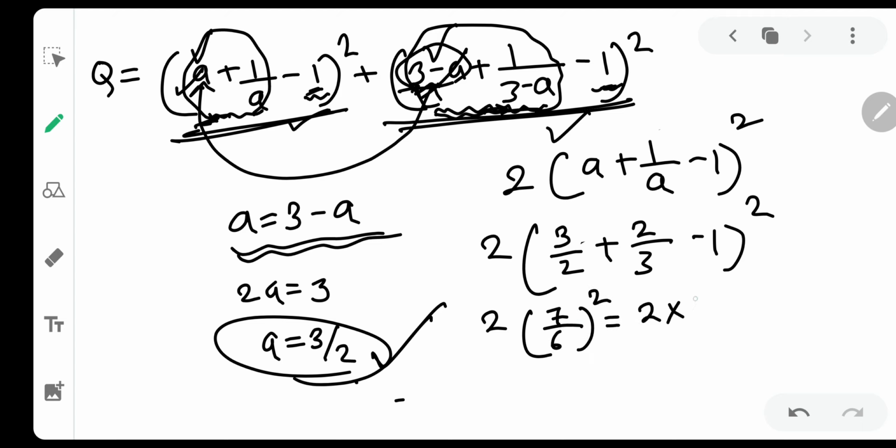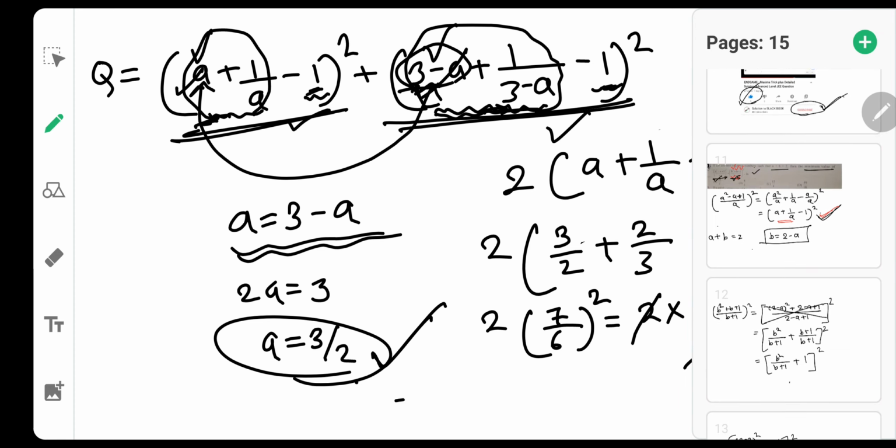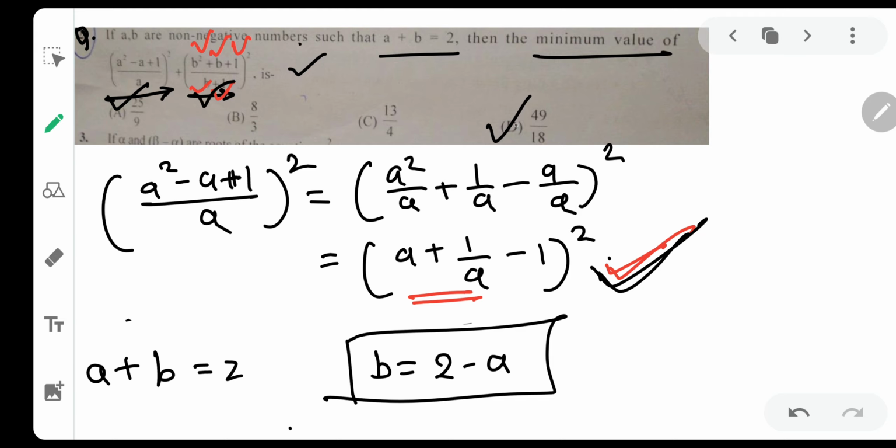So this would turn to 2 into 49 by 36. So 2 and 36 got cancelled and you got 49 by 18. So this sum has the answer at minimum value 49 by 18. Let us check out the options. Option number D totally tallies with our answers.